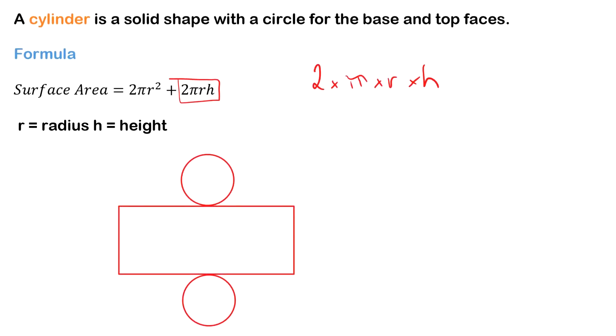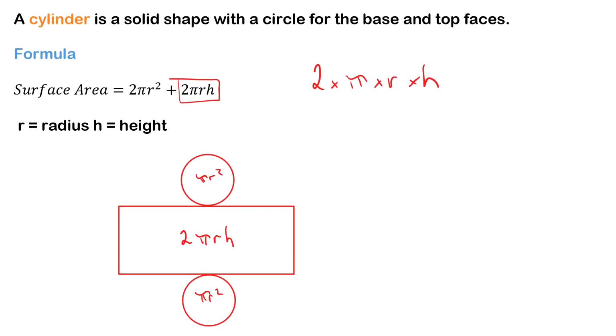So here we have a net for a cylinder, and I'm going to break up that formula into its parts. So the area for this top circle is pi r squared. The area for this bottom circle is also pi r squared. The area of our rectangular shape is 2 pi r h, where it's given us the circumference and then we're multiplying it by the height.